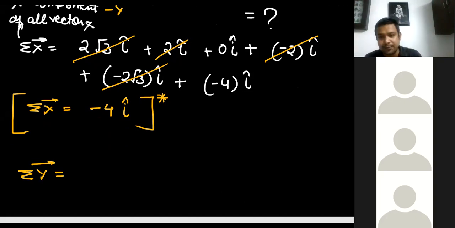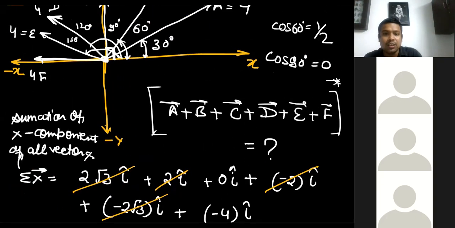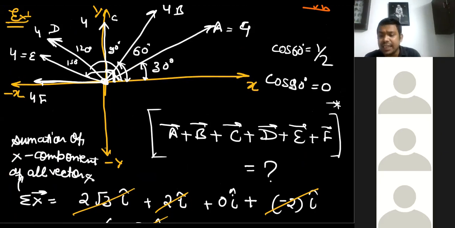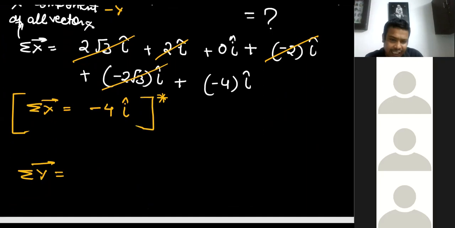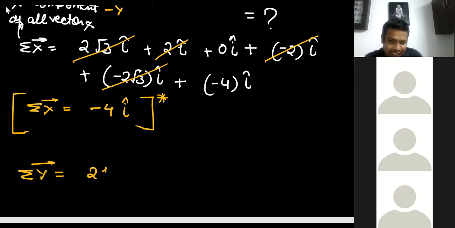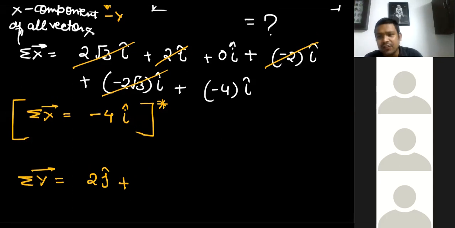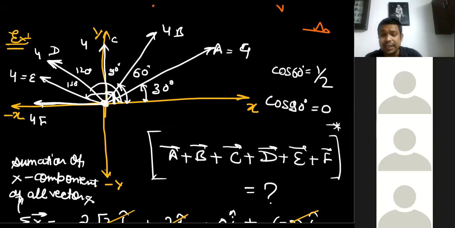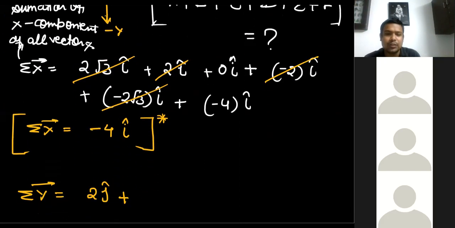Now, my dear friends, please similarly write the summation of Y vectors, the summation of all given vectors along the Y axis. Tell me, the Y component of vector A is 4 sine 30 degree J cap. And we know very well that sine 30 is 1 by 2. Thus, this value is 2J cap. What is the component of B vector along Y direction? 2 root 3 J cap. Very good.